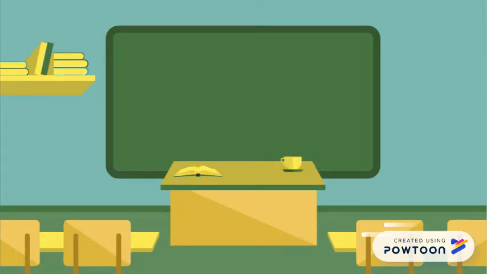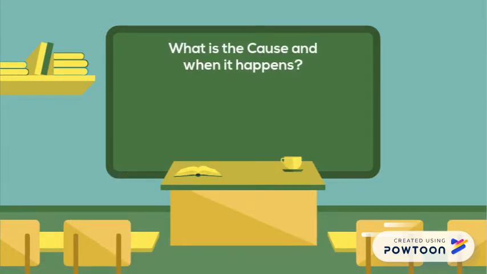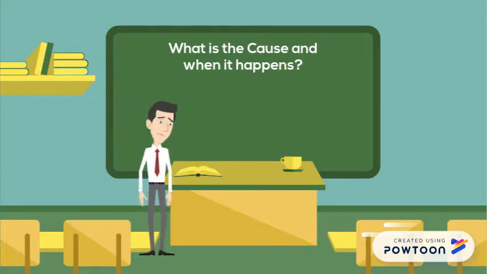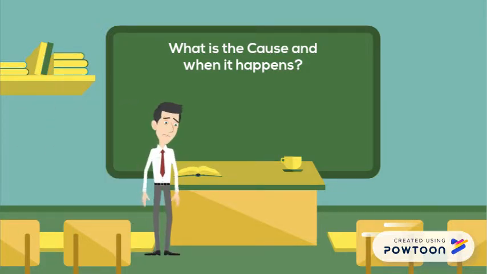This is the cause and when it happens. Down syndrome happens when there is an extra copy of genetic material on all or parts of the 21st chromosome. Every cell in the body contains genes that are grouped along chromosomes in the cell's nucleus. There are normally 46 chromosomes in each cell, 23 inherited from the mother and 23 from the father.